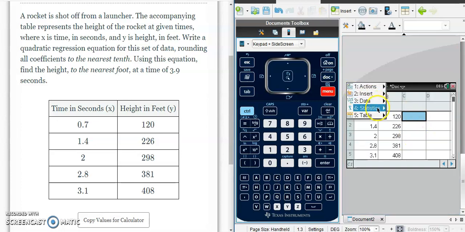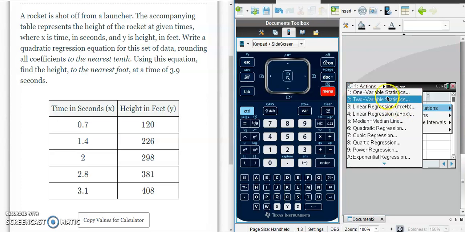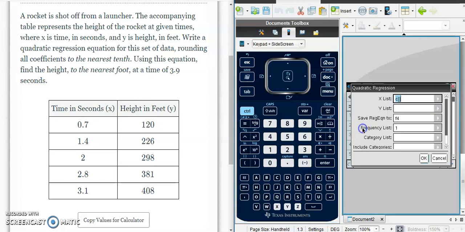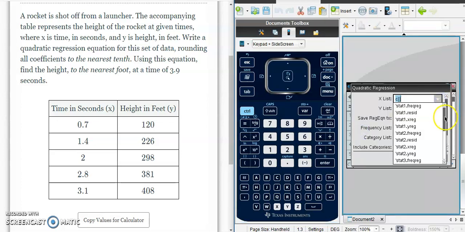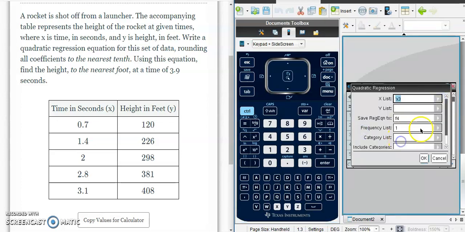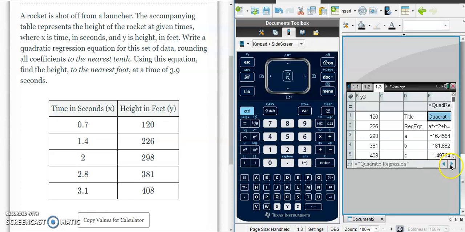So menu, statistics, stat calculation. Here's our linear, and then here's our quadratic. There's our exponential. So it's the same process. You just have to make sure that you're choosing the proper regression. So in this case, quadratic. This was my third data set. I had entered them all at once. So there's x3, and y3, my third set of data. I'm going to hit OK.